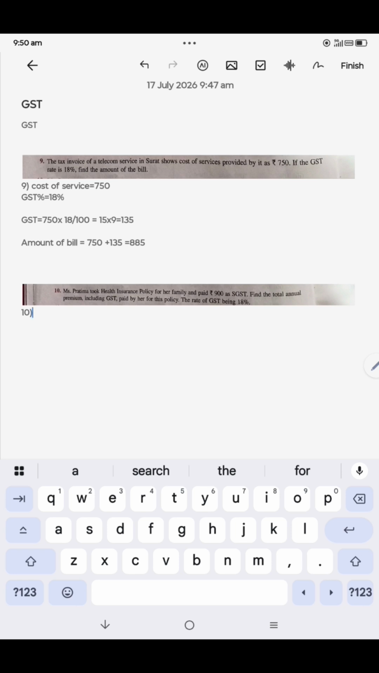So she has paid the SGST. See, SGST paid by her is 900. Then CGST she paid is also 900. Okay. How much is the total GST? GST is 900 plus 900, which is equal to 1800.